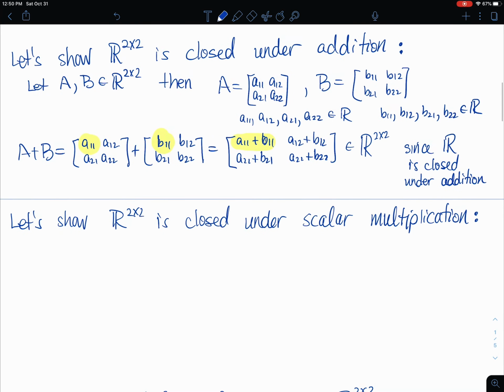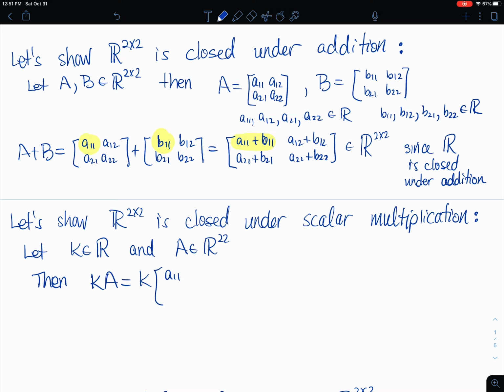Okay, so now we're going to show that this thing is closed under scalar multiplication. Again, the same strategy: you take any scalar, so any real number, and you take any element in your set. So in this case, it's just a 2 by 2 matrix. Then we already wrote out what A is above, so K times A is equal to K times, and then we write the entries of A, a11, a12, a21, a22, and then we know that scalar multiplication works with matrices as you just multiply each entry.